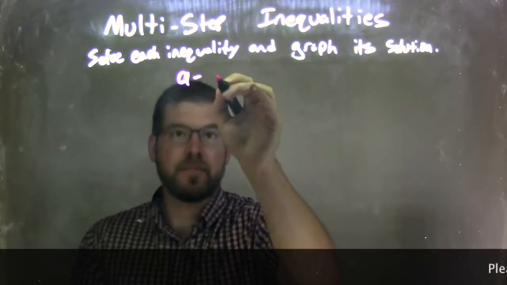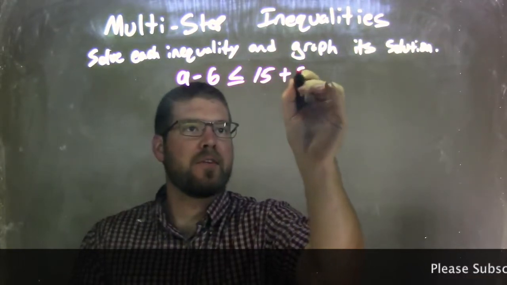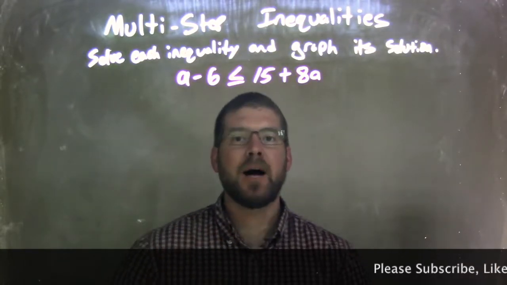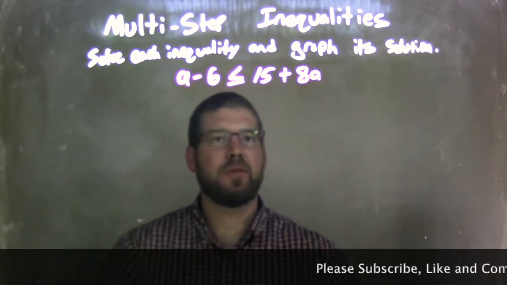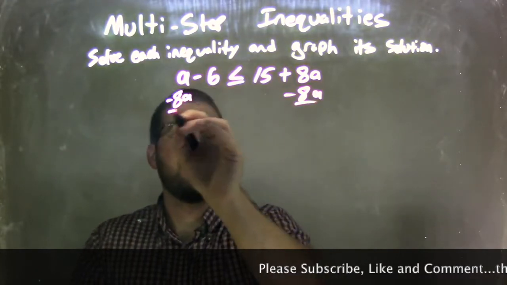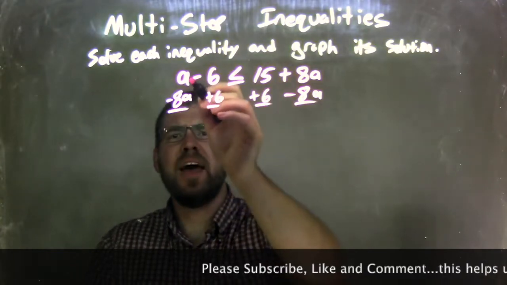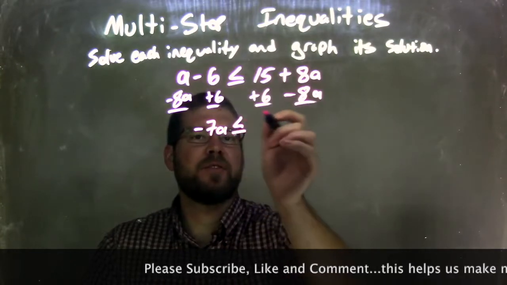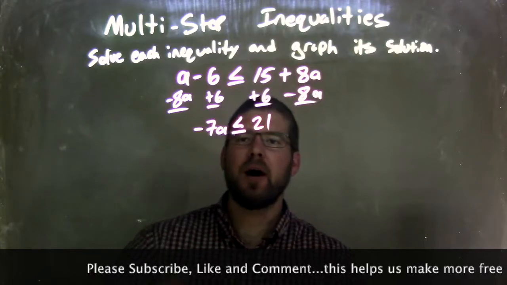a minus 6 is less than or equal to 15 plus 8a. Okay? Well, what I'm going to do here is combine my like terms. I'm going to bring my a's over to the left, and my numbers to the right. So I'm going to subtract 8a from both sides, and then I'm going to add 6 to both sides. And what that does, a minus 8a is negative 7a, is less than or equal to 15 plus 6, which is 21.